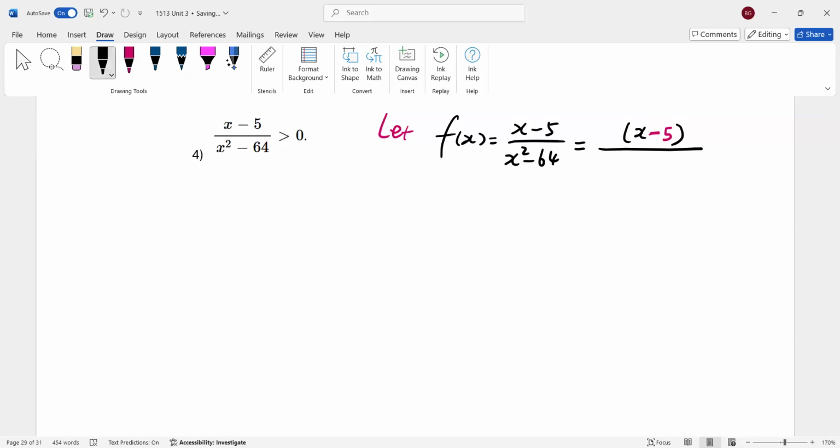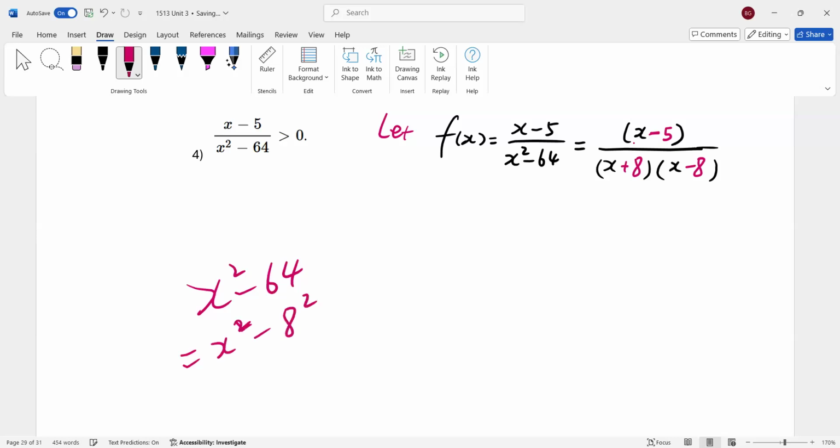The denominator we can factor as x plus 8 times x minus 8. You see that, right? It's a special binomial. The denominator is a difference of 2 squares. x squared minus 64 is x squared minus 8 squared. So it's x plus 8 times x minus 8. That's the formula.